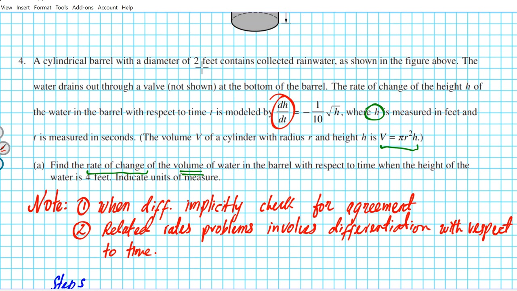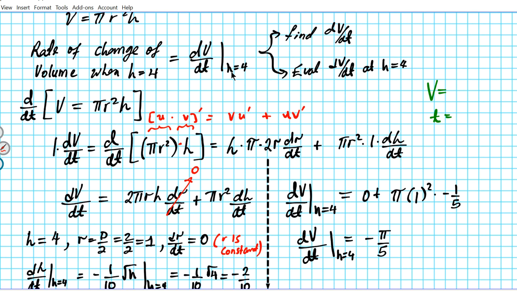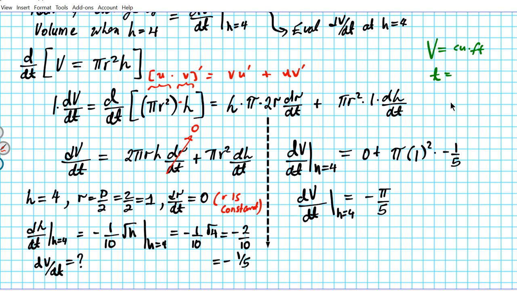The unit for side length is feet. So the dimension of volume is length raised to the 3rd power. So it's going to be cubic feet. And then the dimension of time in this problem, I forgot what it is already. Let's go back. Seconds. So the unit for time is seconds. So the unit in this particular problem is negative pi over 5 cubic feet per second. That is the answer to question number 1.